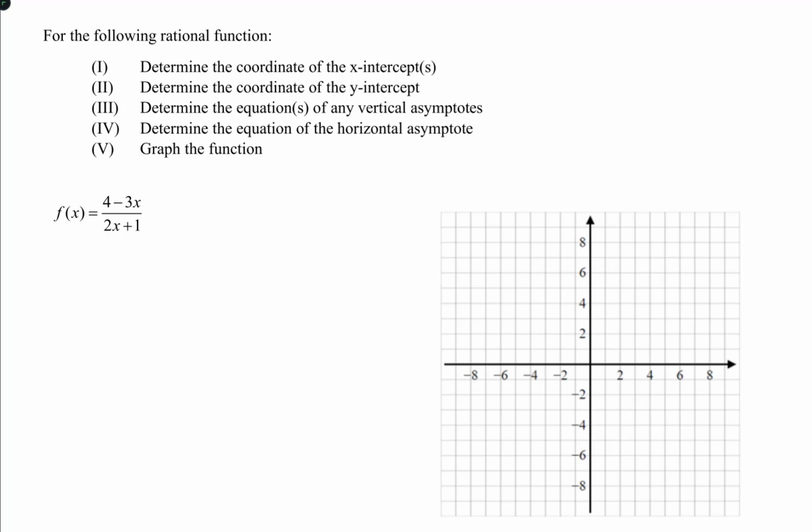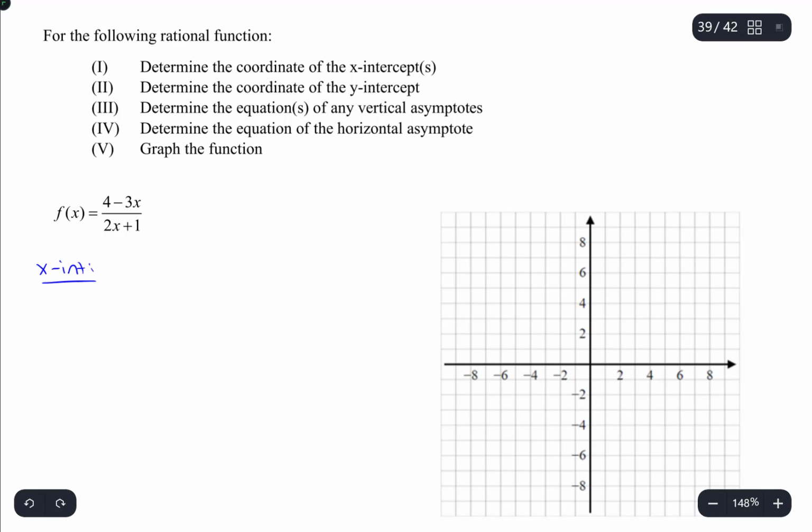Determine the coordinate of the x-intercepts, the y-intercepts, any vertical asymptotes, horizontal asymptotes for the rational function, and then graph it. Okay, sounds like a lot, but each of these pieces is not too bad.